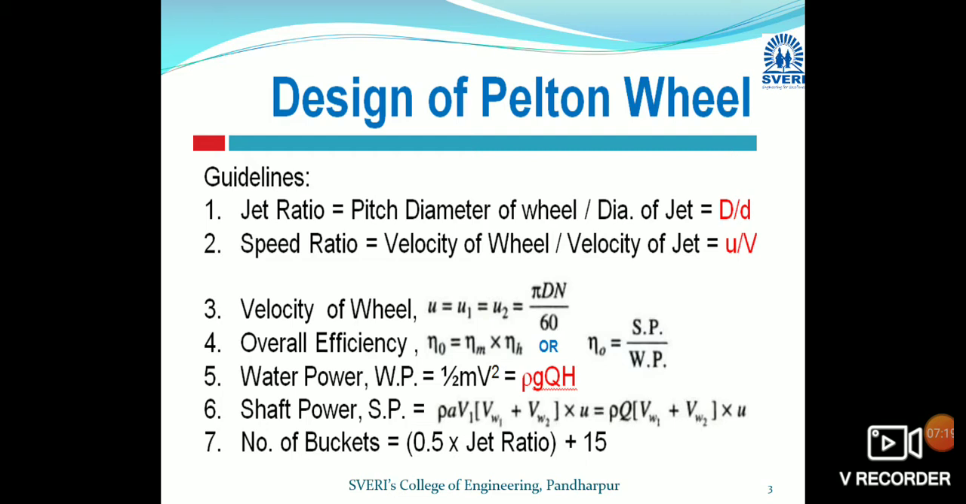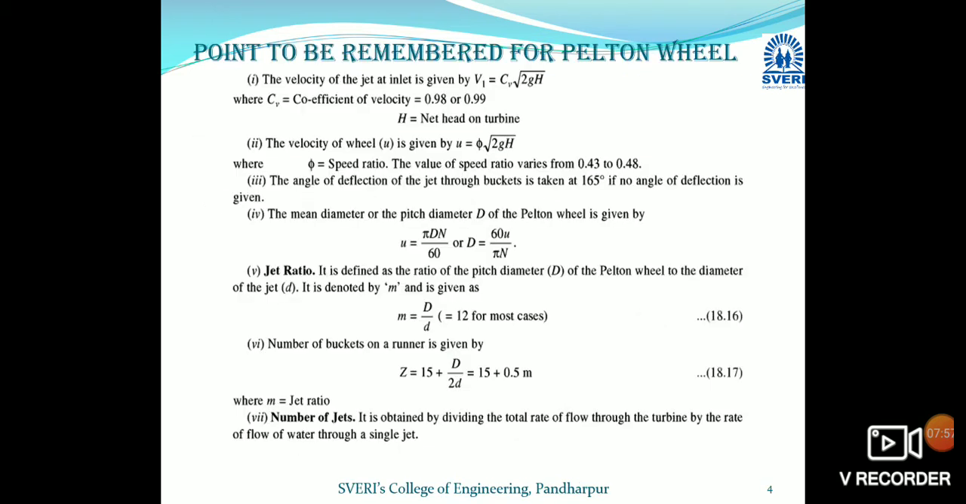And shaft power we can calculate by the formula rho A V1 into bracket Vw1 plus Vw2 into U. But in the physics formula, A V1 is equal to Q, the discharge. Therefore, rho Q into bracket Vw1 plus Vw2 into U. With the help of that formula, one can calculate the shaft power of the Pelton turbine. And the number of buckets for the turbine is equal to 15 plus 0.5 into jet ratio. The jet ratio is D by d, or another notation used for the jet ratio is m. So here all parameters will come.